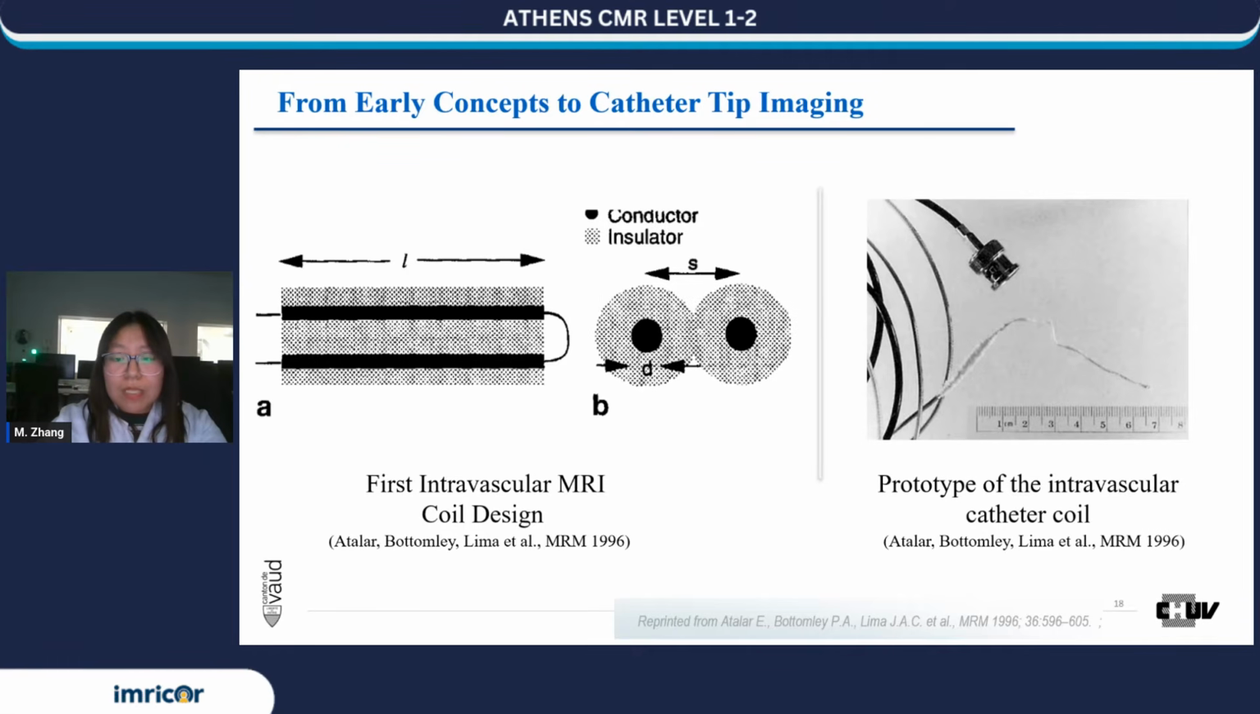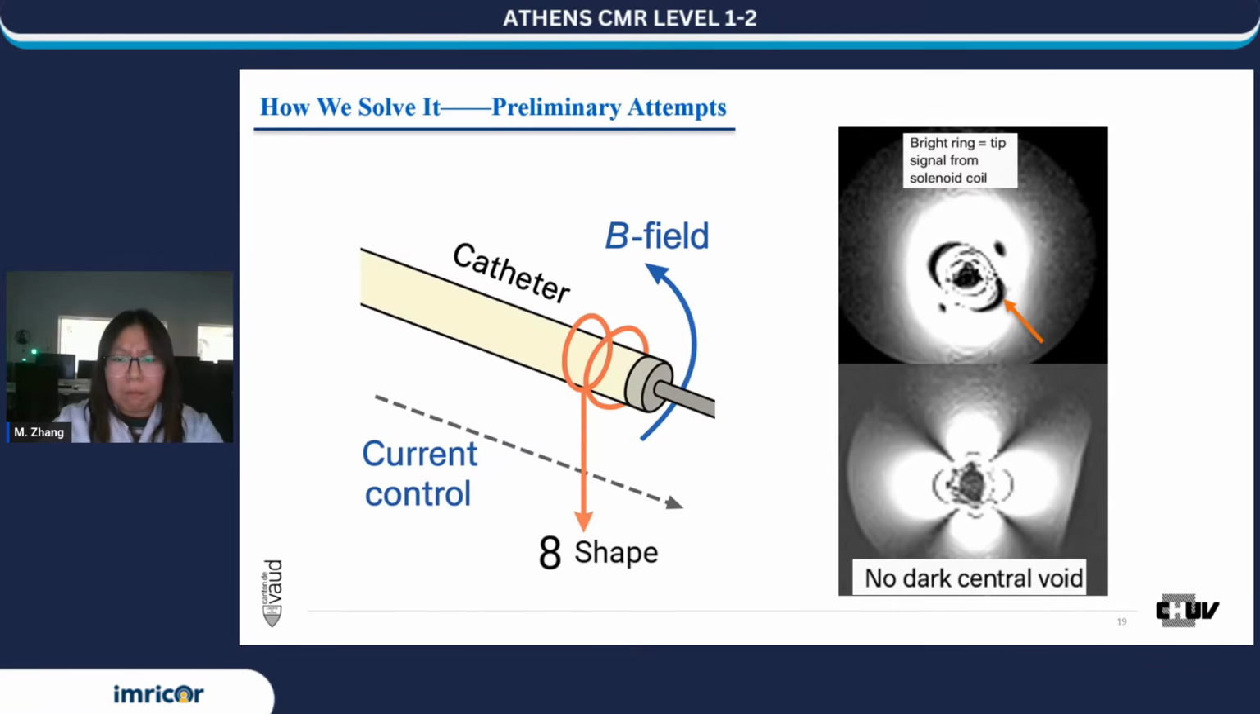Now, with much better hardware, faster imaging, and MR-compatible catheter systems, we are taking the same original idea and pushing it further, focusing on catheter tip imaging and exploring how coil-oriented and forward-looking solenoid design can make interventional MRI more precise and reliable. Inspired by Lima's original concept, our design takes one step further.